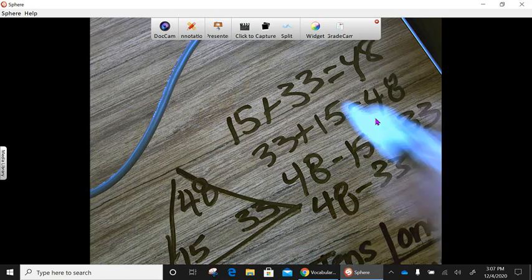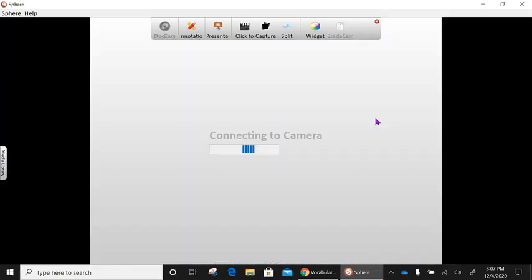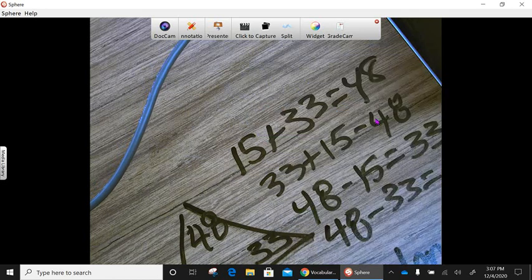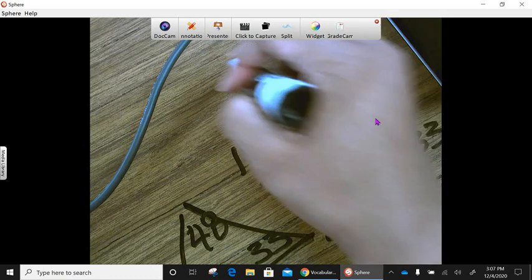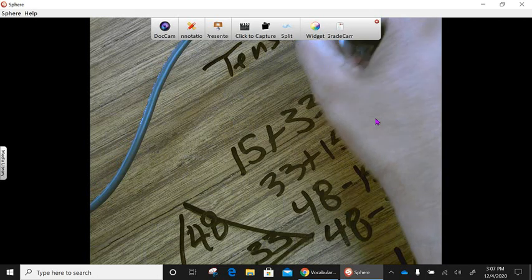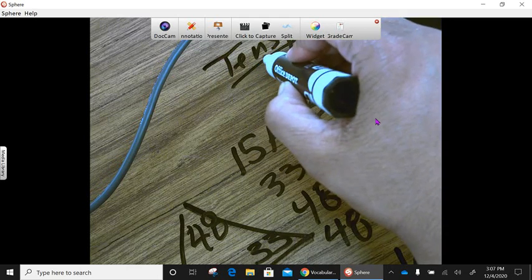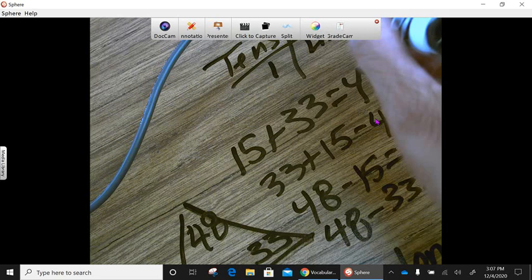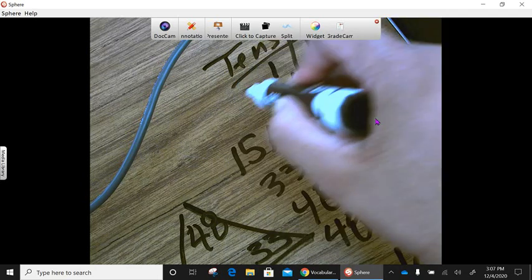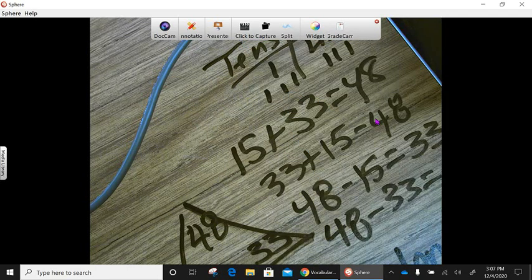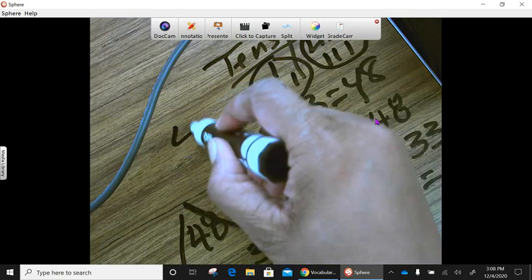Check your work. How can we find this answer here? You can go back up again and use your tens and ones. You can put 15 and 33 and add them up. That's 4 tens and 8 ones, which equals 48.